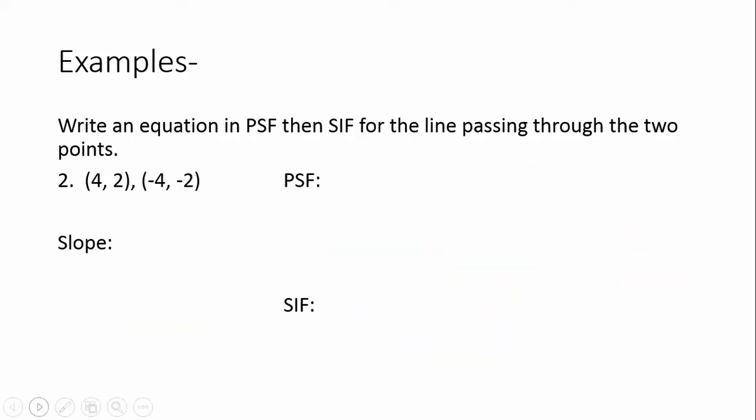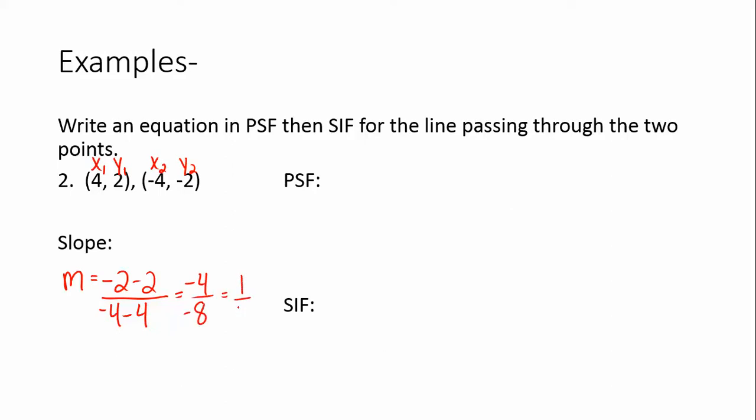If you'd like to pause the video and try this one on your own, we have x1, y1, x2, y2. So we have m equals negative 2 minus 2 over negative 4 minus 4. That's going to be a negative 4 over a negative 8. And that reduces to a positive 1/2. So for point-slope form, it's y minus 2, remember minus y1, equals slope times x minus 4.